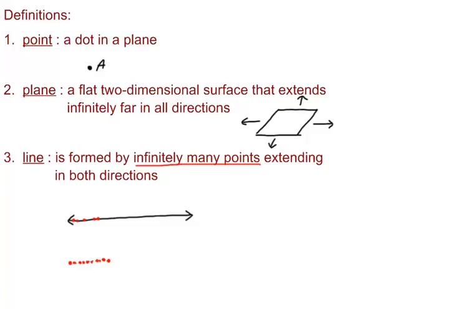Alright, how do we label a line? Pretty simple. We find 2 points on a line, any 2 points you want. We usually use capital letters. And we just write line AB. Or you could go the other direction, say line BA. It doesn't matter. Okay? But that's how you label a line.